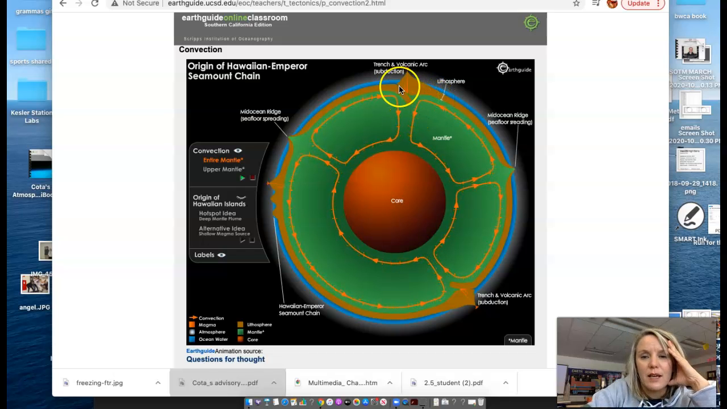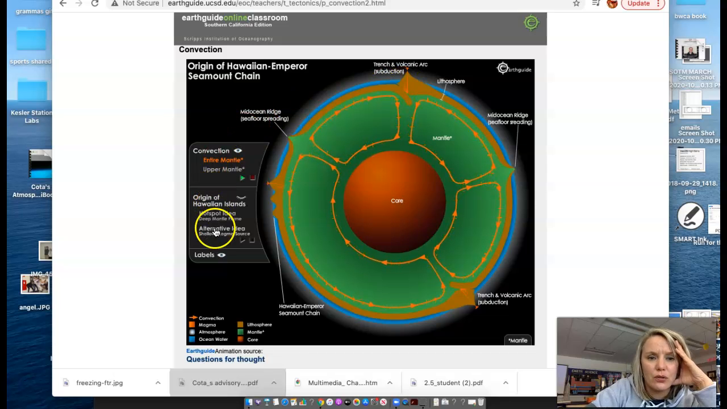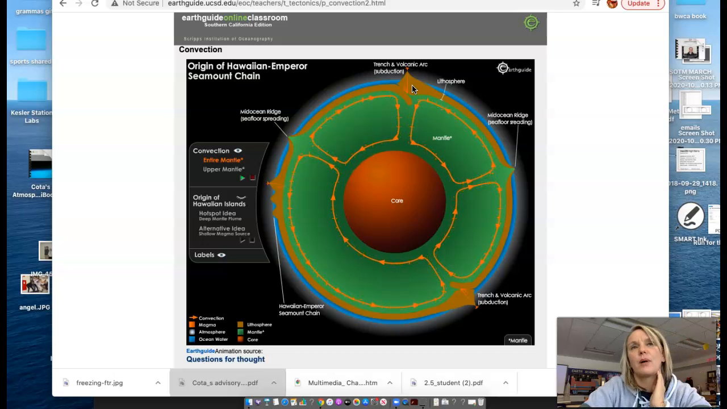And what happens then, and I think maybe I can show you an example of this in class, but it creates these mountain ranges inland that are volcanic. Okay, so let's think about the west coast of the United States in Washington, Oregon, and Northern California.